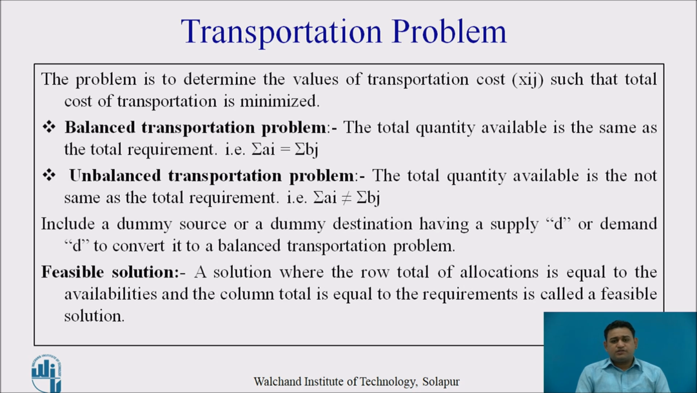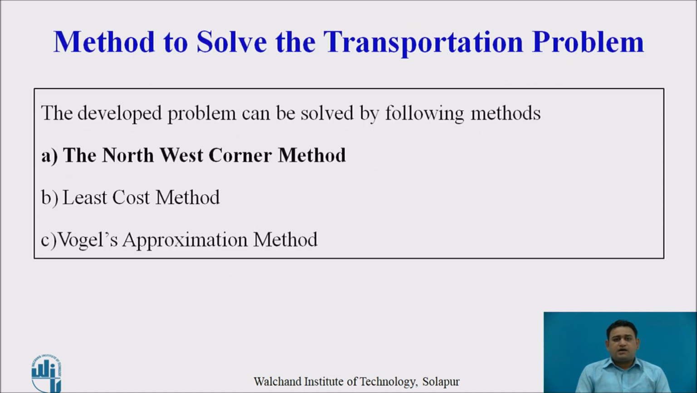Now, what is a feasible solution? A solution where the row totals of the allocation are equal to the availabilities and the column totals are equal to the requirements is called a feasible solution. These are the methods used for solving transportation problems after developing the problem as a linear programming problem. There are three methods: the northwest corner method, the least cost method, and Vogel's approximation method. In today's session, we are going to solve the transportation problem with the northwest corner method.